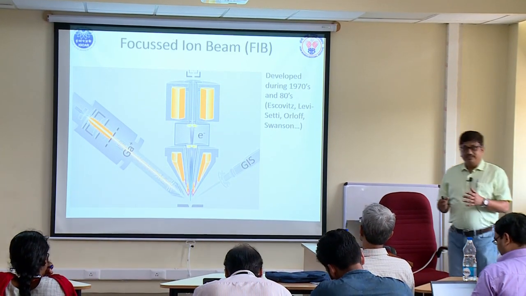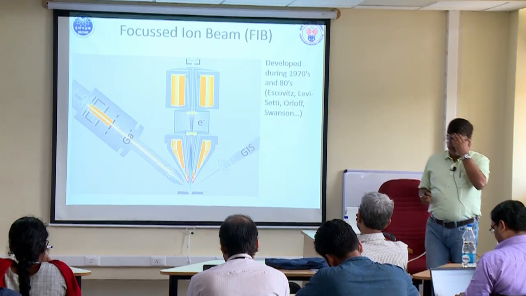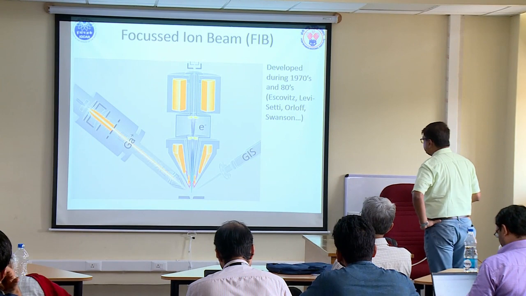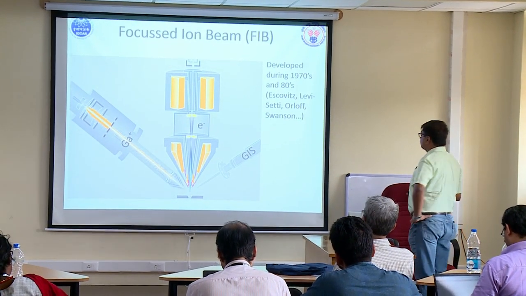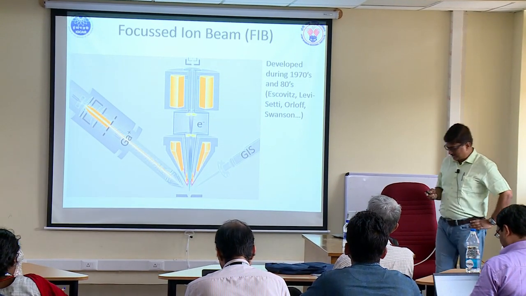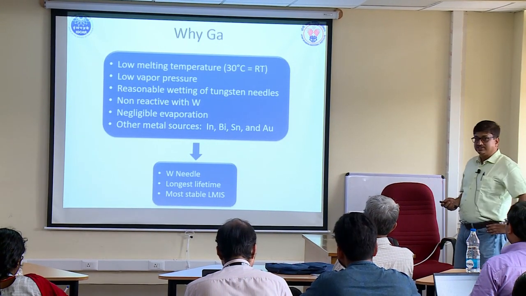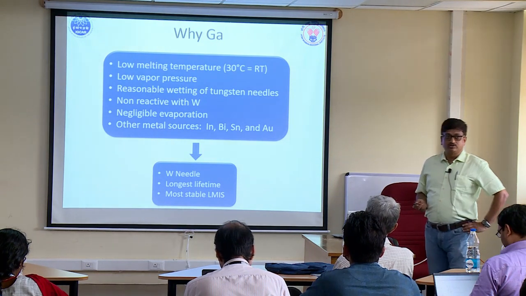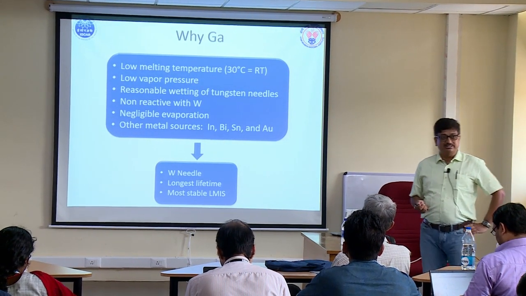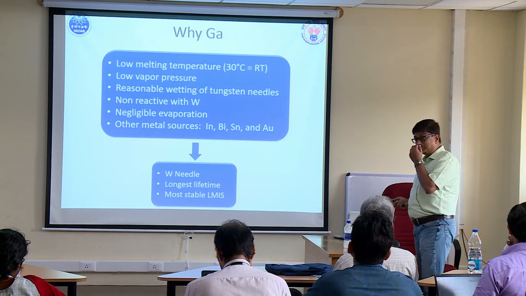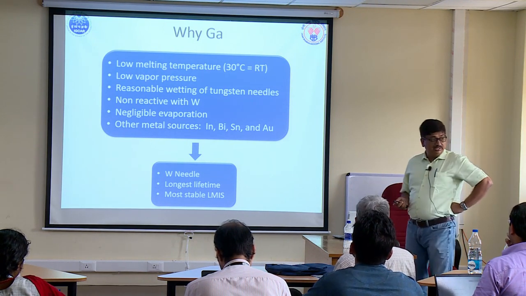So focused ion beam is what we use, right? Gallium, and then gallium is ionized to triple plus, and this was developed way back in the 1970s and 80s, and we are using this technique. So basically, why gallium? Because it has a pretty low melting temperature, close to room temperature, around 27.9 degrees Celsius. It has a low vapor pressure, so you do not lose too much.